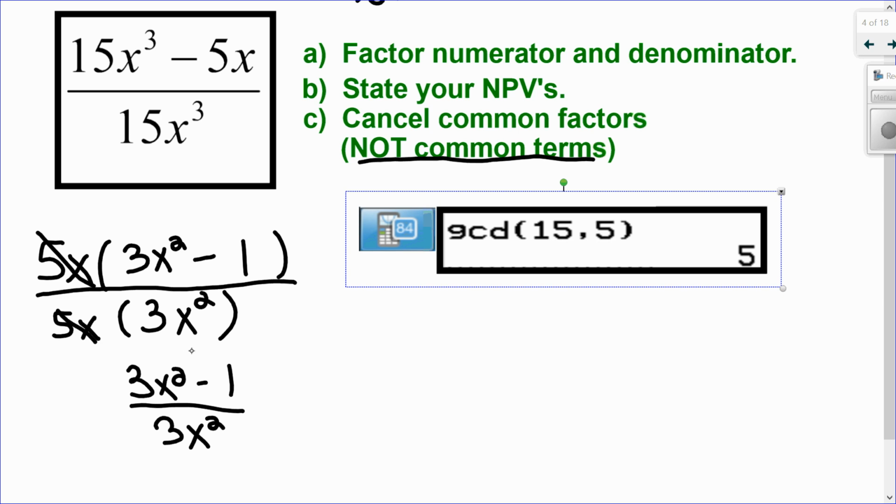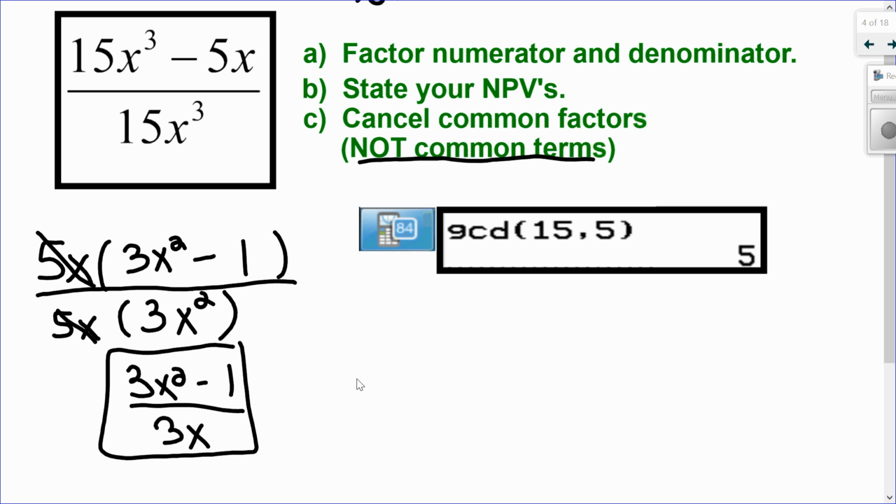Can I then cancel this and say that my answer is -1? Well, no, because I cancel common factors, not common terms. So this is not a 3x squared in the numerator, it's a 3x squared minus 1. It's all attached. So that is as far as I can go.